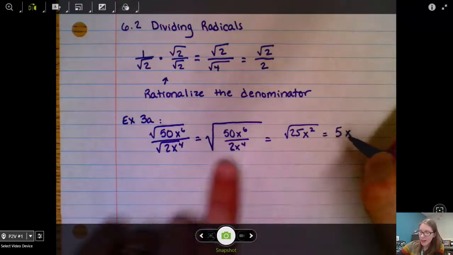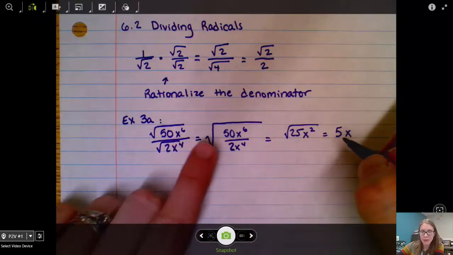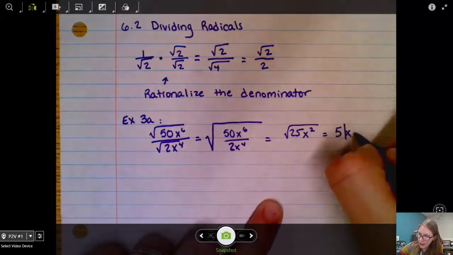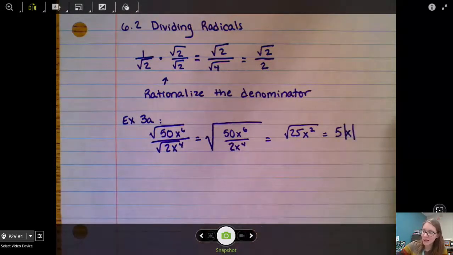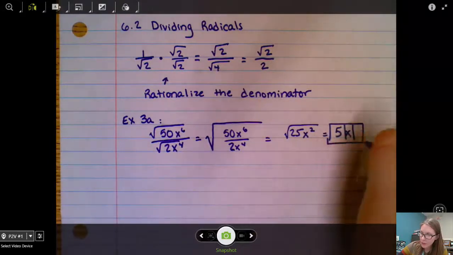And because I had an even root and even powers, even root, even powers, I need the absolute value around that x. So 5 times the absolute value of x would be my answer.